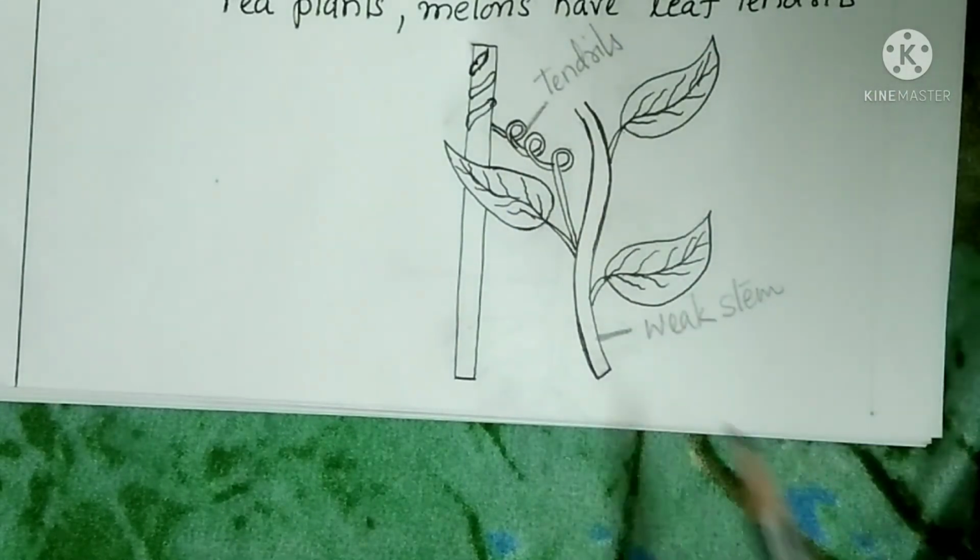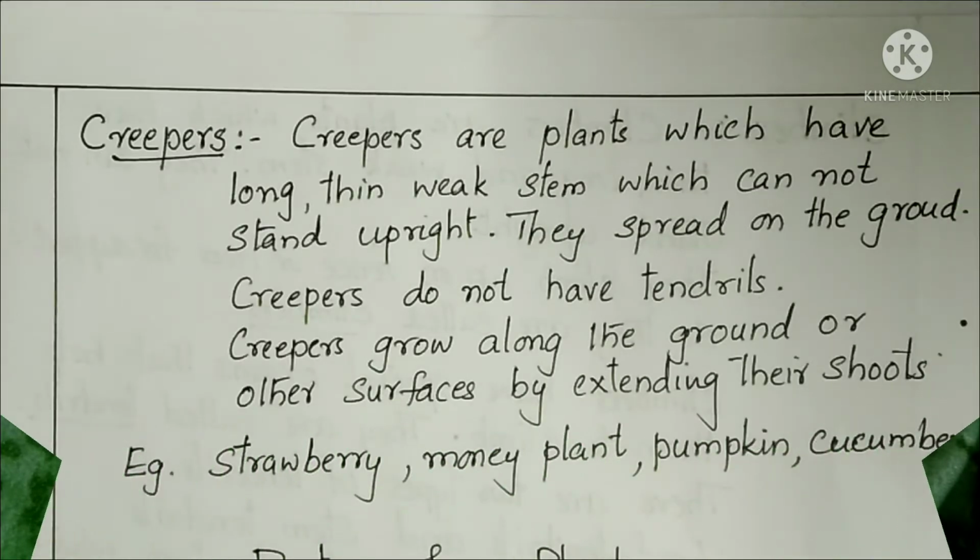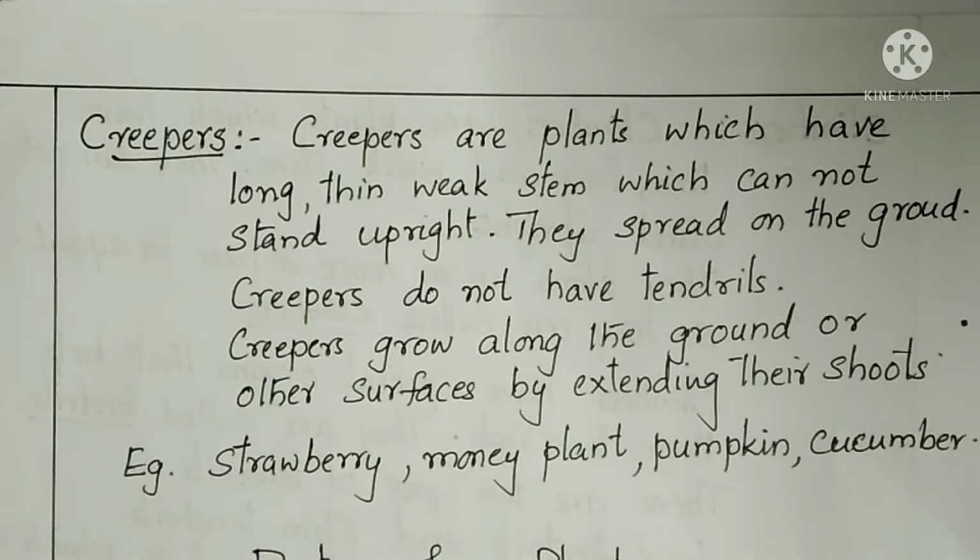Okay, this structure is called tendrils. So next time when you see any climbers, you should check whether they have got tendrils or not. Okay. Now there is another group of plants which are called creepers.